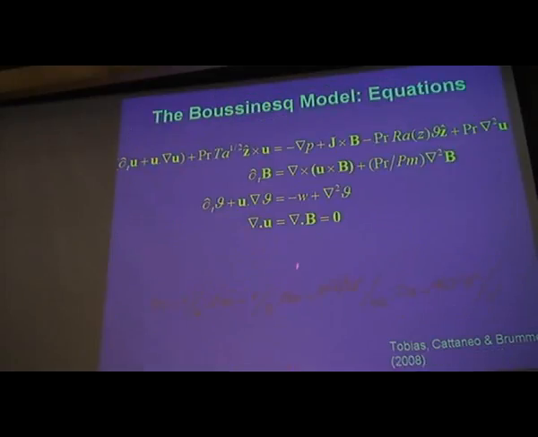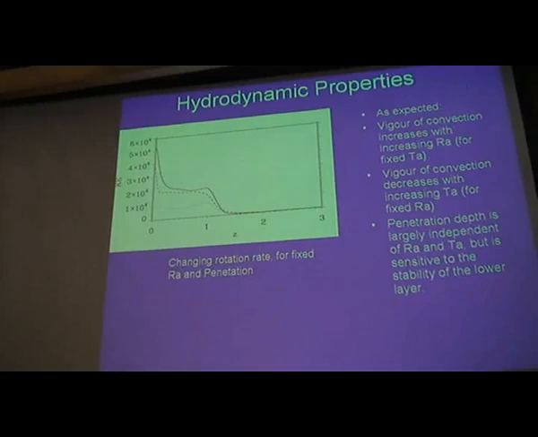So these are the equations of Boussinesq MHD, which we've seen a few times before, and the four non-dimensional parameters are here. So what is the effect of having a penetrative layer?